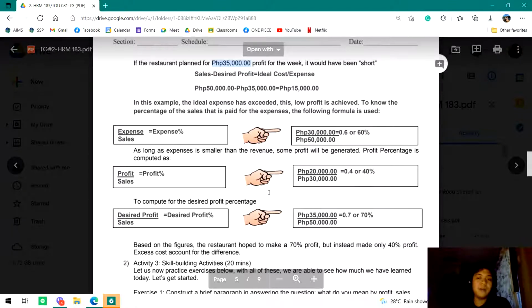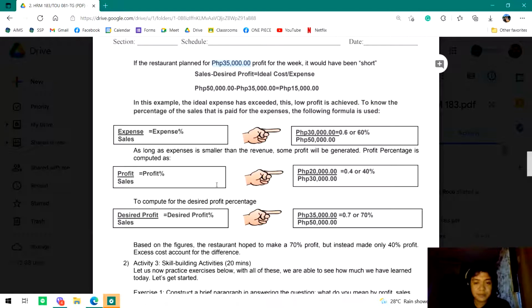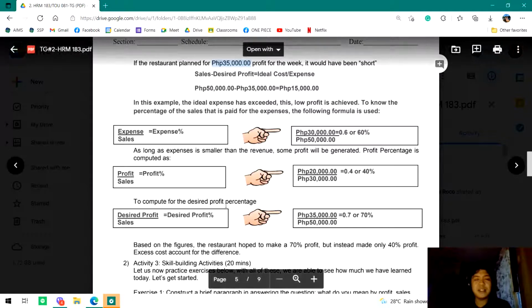This formula right over here, hindi na rin talaga siya kailangan isipin, no? Kasi ang ginagawa lang naman dito is you are trying to get the percentage of the expenses, the percentage of the profit, and the percentage of the desired profit. So it's not really that important. Pero you can study this on your own.